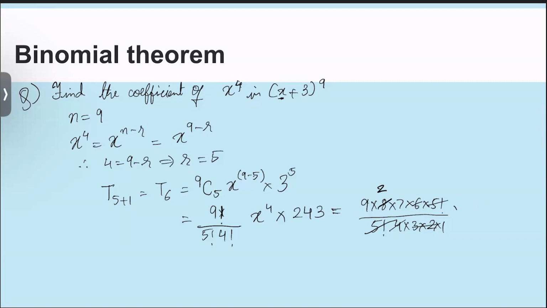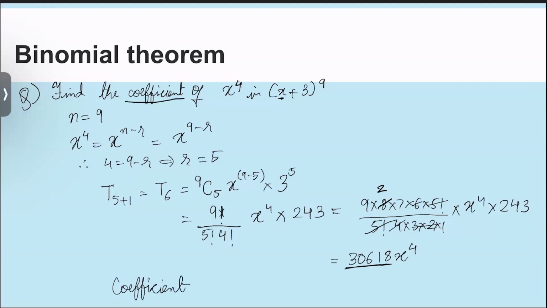You multiply this part with x raised to 4 and multiply the 243. So if you multiply 9, 27 and 243, what you get is 30618 x raised to 4. So this is your coefficient. We are only finding the coefficient.